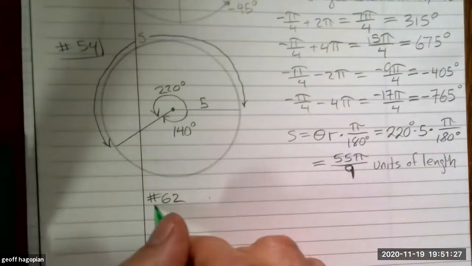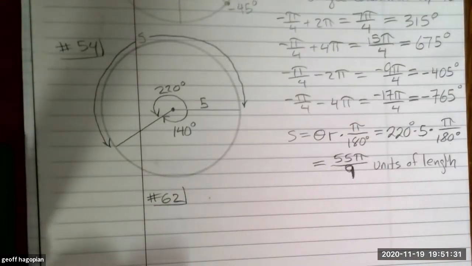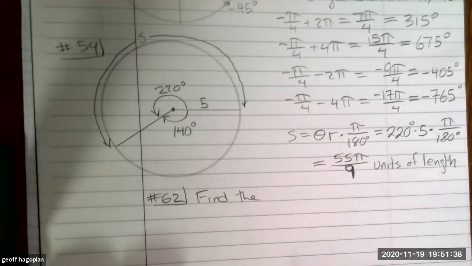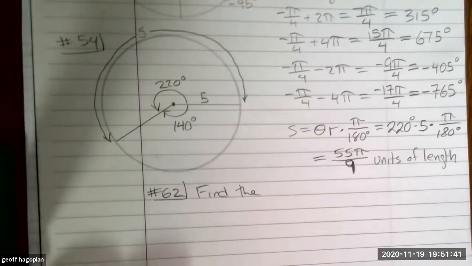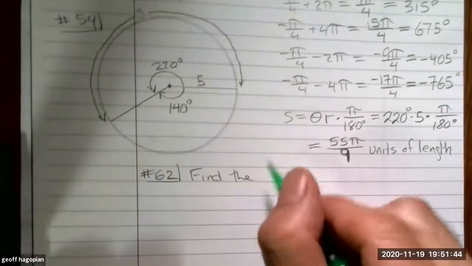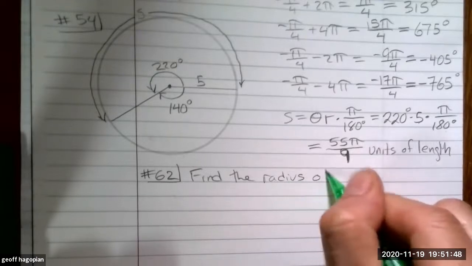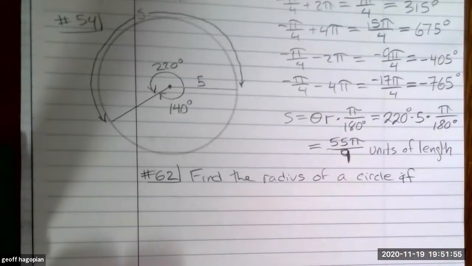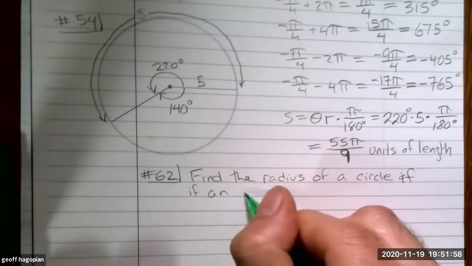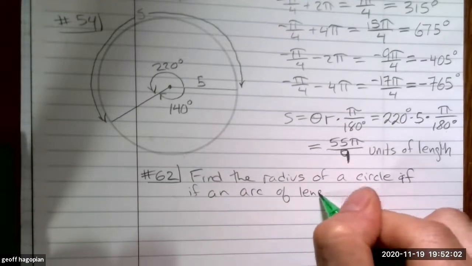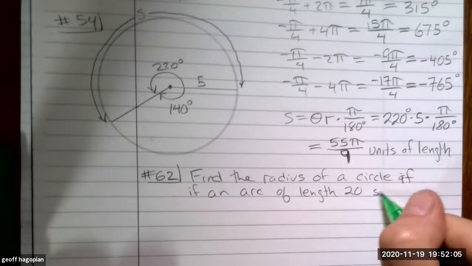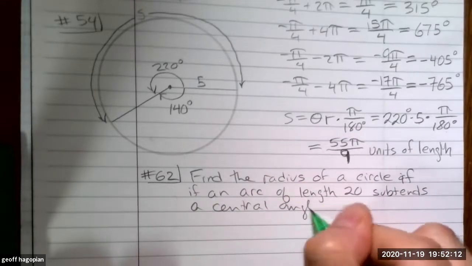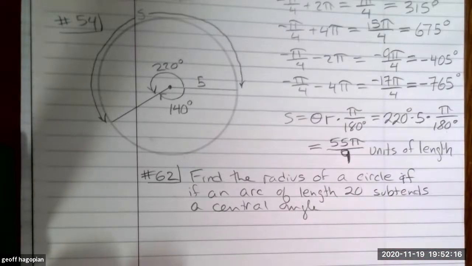Let me just restate it here. Find the area of a sector, sorry, find the radius r of a circle if an arc of length 20 subtends a central angle of 50 degrees.